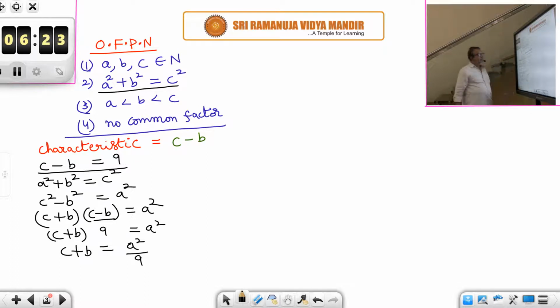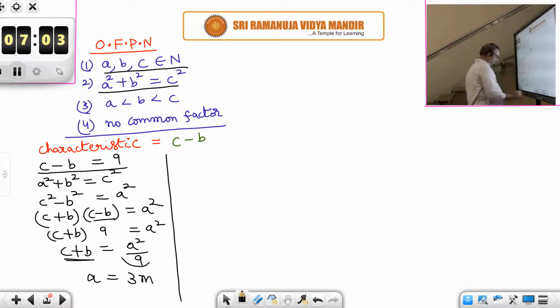But B and C are natural numbers according to first condition. If B and C are natural numbers, then B plus C or C plus B is also a natural number. So A square by 9 must be a natural number. That means A must be a multiple of 3. It need not be a multiple of 9. It can be just a multiple of 3, then A square by 9 will not be a fraction, it will be a natural number. So let A be equal to some 3m, because it is a multiple of 3.